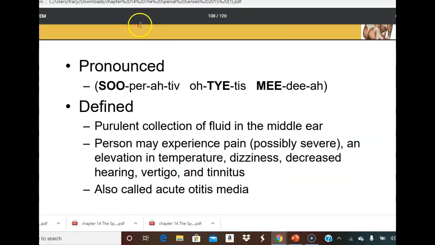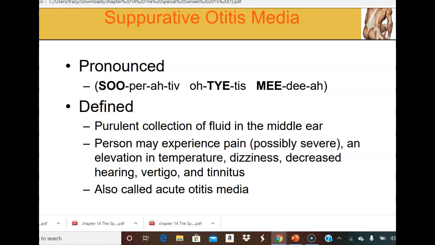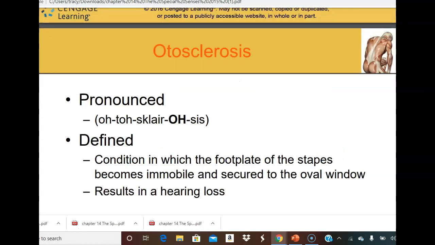Then we have something called suppurative otitis media. Suppurative is just another word for pus. We talked about purulent being pus. Suppurative indicates pus as well. This is where you actually get a collection of pus in the middle ear. It can cause all the same symptoms as otitis media, but essentially it's a synonym of acute otitis media. Usually you won't see suppurative, but if somebody notes a greenish color, usually it's red and inflamed. So most of the time this will be called acute otitis media, not suppurative.